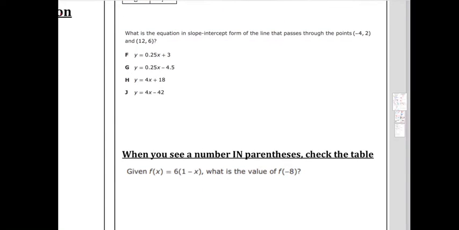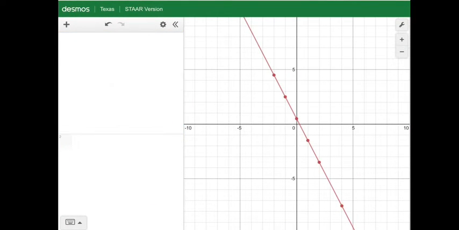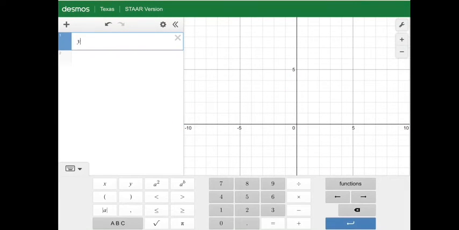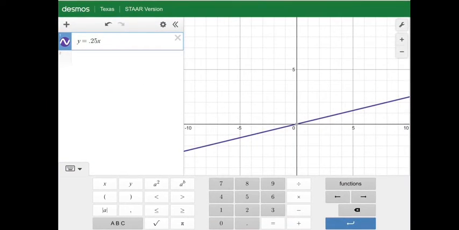Next one, same idea. What is the equation in slope-intercept form of the line that passes through this? So I see a y equals. When I see a y equals, I'm going to go to Desmos. I'm going to type it in. y equals 0.25x plus 30.